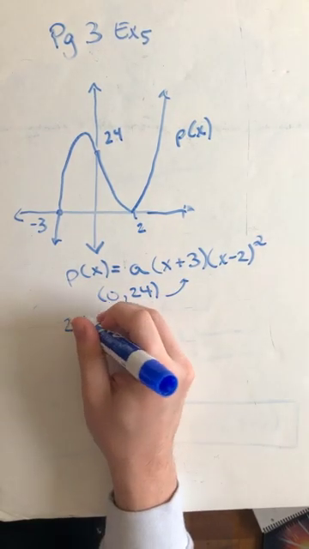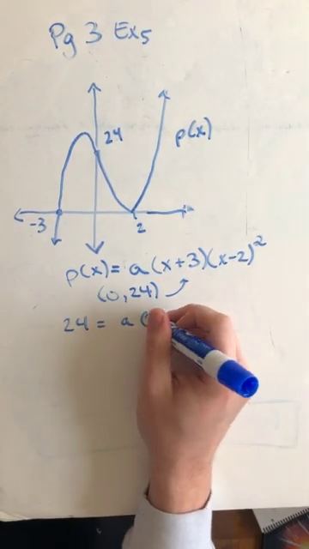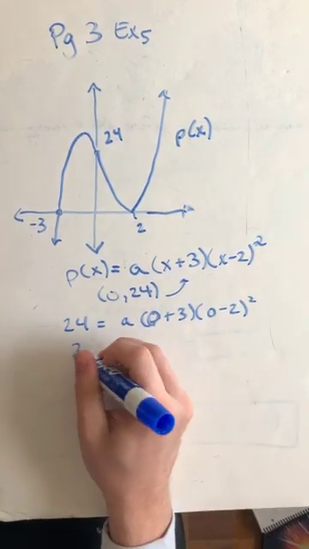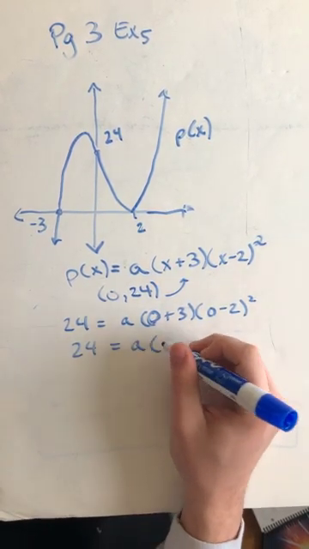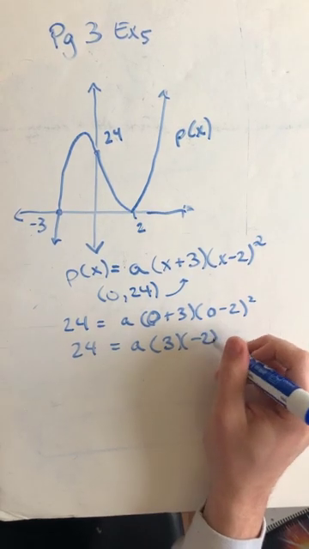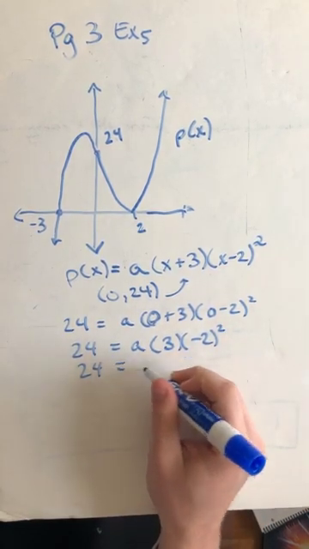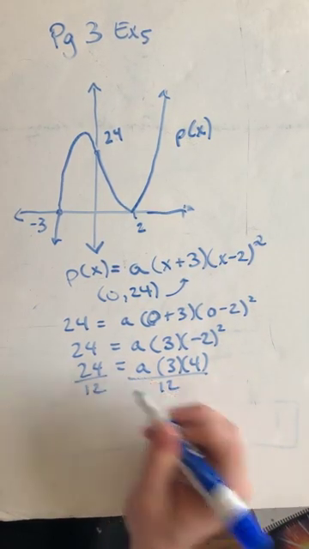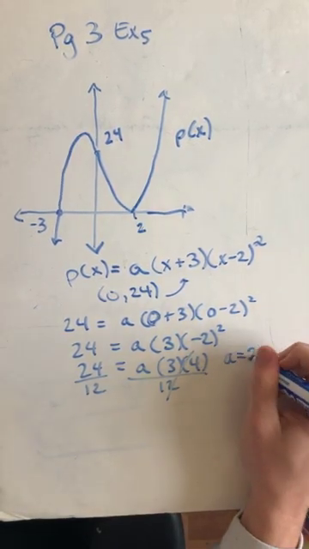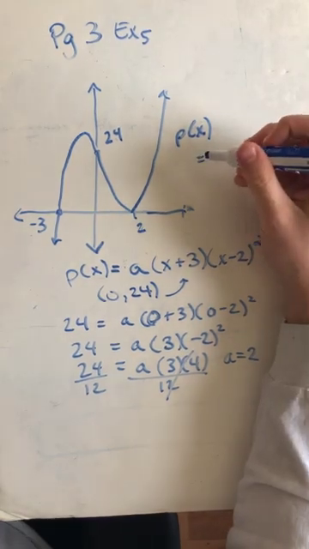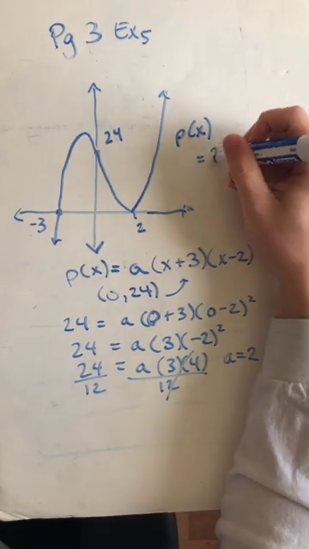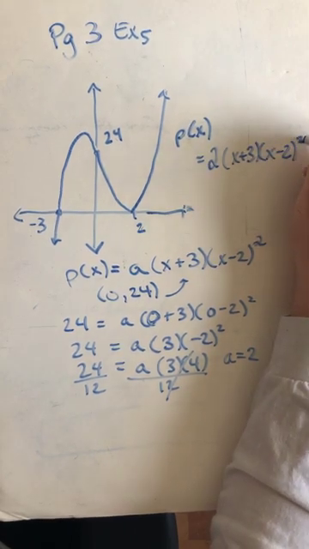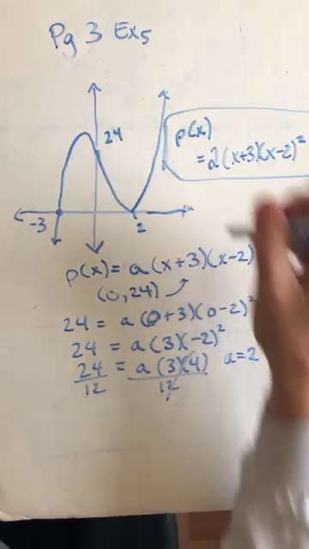All right, so we got 24 is equal to a times 0 plus 3 times 0 minus 2. 24 is equal to a times 3 times -2 squared. 24 is equal to a times 3 times 4. You're going to divide by 12 on both sides, and a equals 2. And therefore, p of x at the top here, you can write it on the bottom, doesn't matter, is equal to 2 times x plus 3 times x minus 2 squared. And there is your full polynomial.